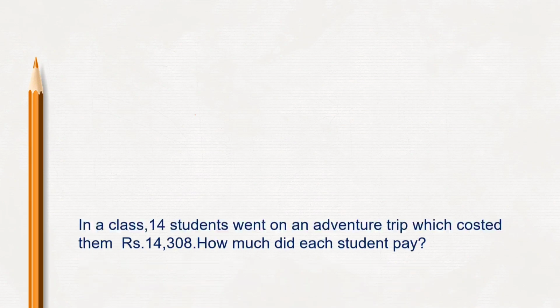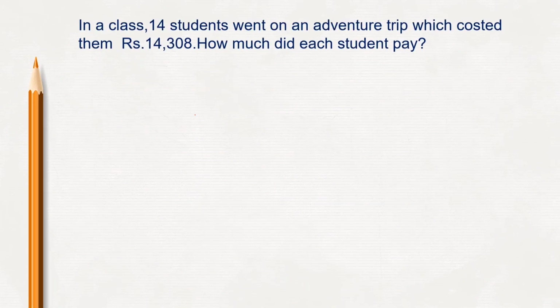Here is an example. In a class, 14 students went on an adventure trip which cost them 14,308 rupees. How much did each student pay? So total 14 students had gone for the trip, and for 14 students it cost 14,308. So we'll have to find out how much each student paid.